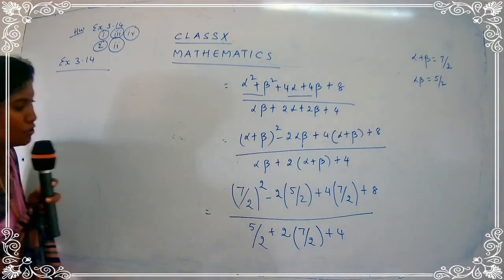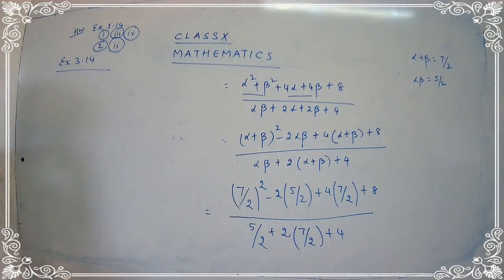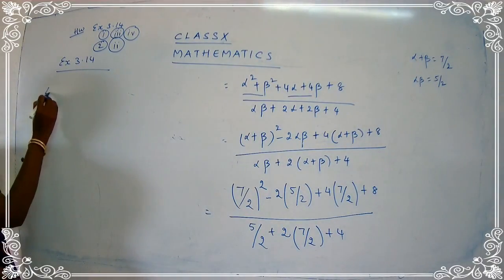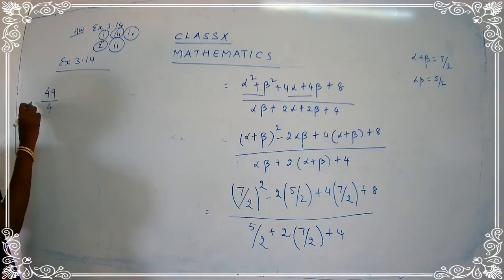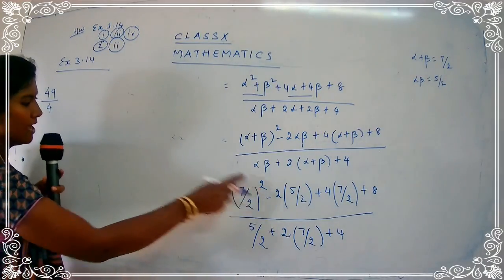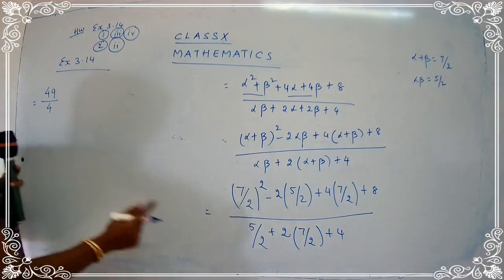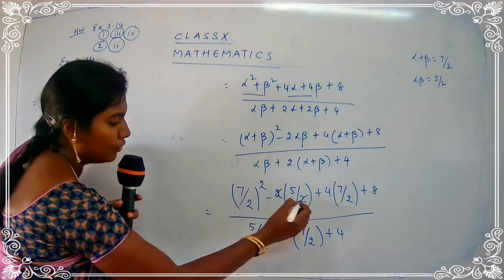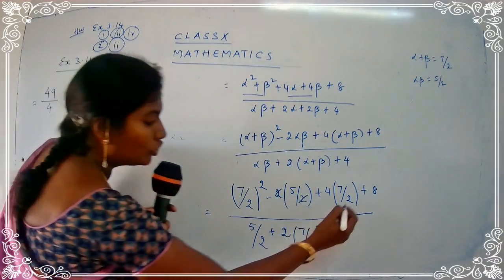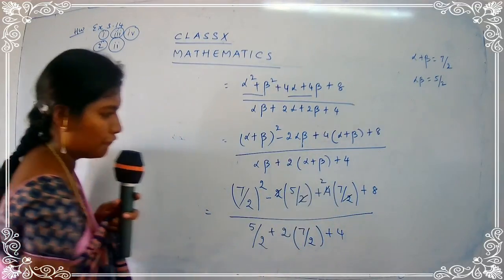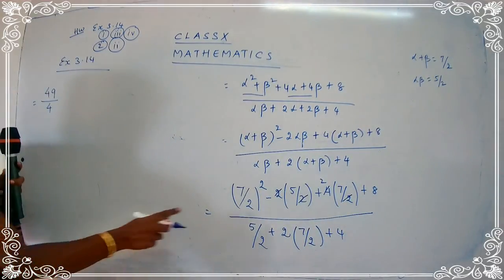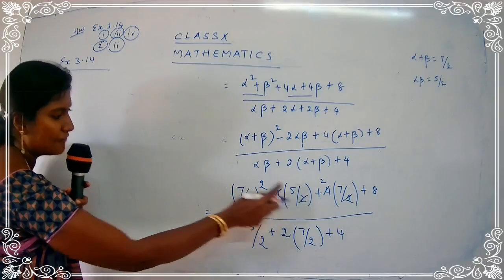7 upon 2 the whole square. What is 7 upon 2 the whole square? Yes, good. 49 upon 4. Yes. 7 sevens are 49. 2 twos are 4. Now see here. 2 and 2 get cancelled. 2 ones are 2, 2 twos are 4. So what is left here? 2 goes off. Yes, students. So what is left here?